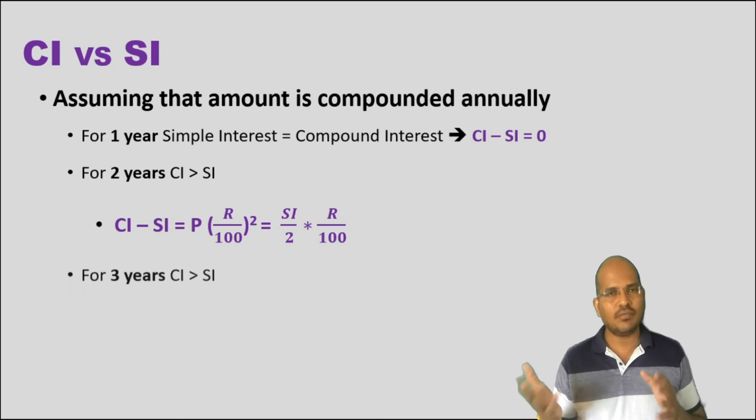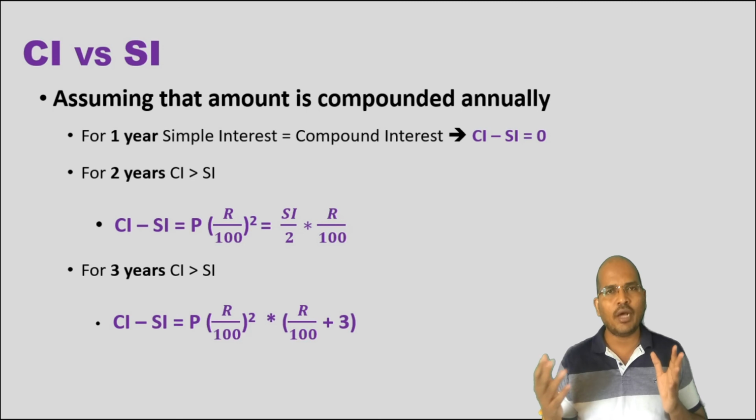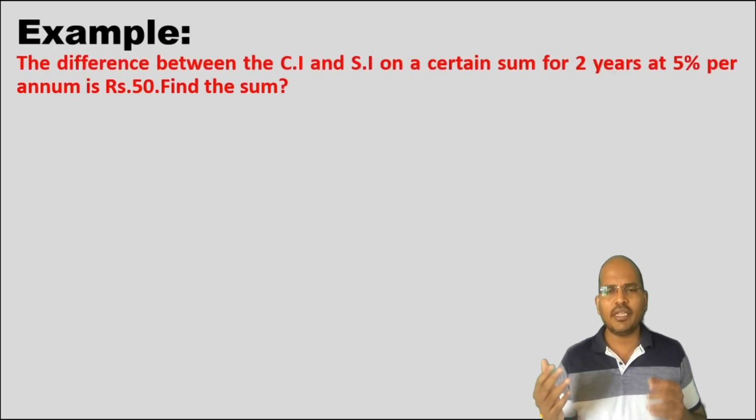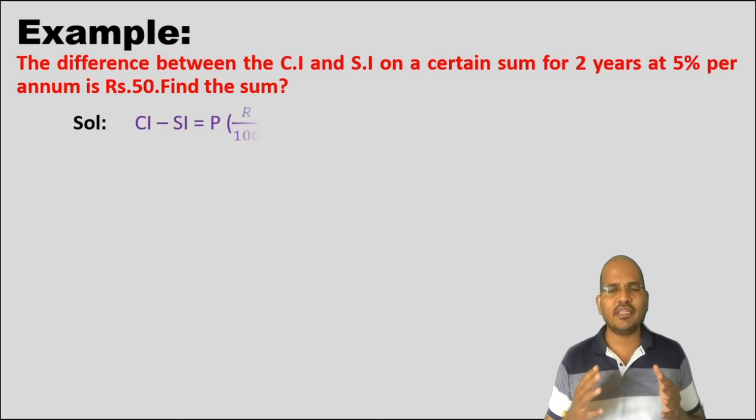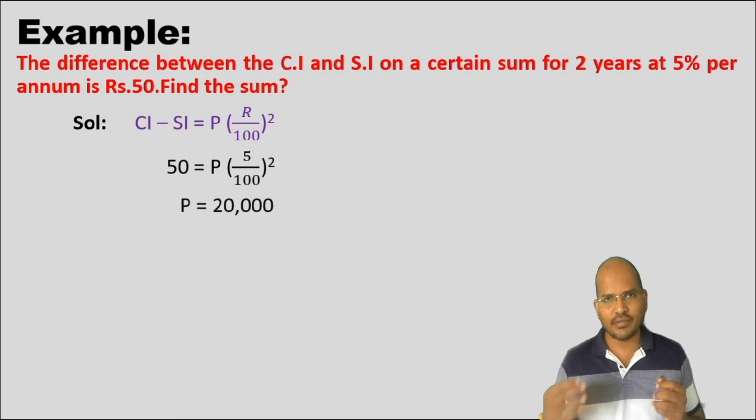Now for 3 years, definitely CI is greater than SI, and the difference is given by the formula P into (R by 100) whole square times (R by 100 plus 3). Learn this formula, plug in the values and get the outputs. See a small example. The example goes like this. The difference between CI and SI on a certain sum for 2 years at 5% per annum is rupees 50. Now find the sum. He gave us the difference as 50, R is given as 5. He's asking us P. Plug in the values in the formula, get the output, and the value of P is rupees 20,000. Clear with that?